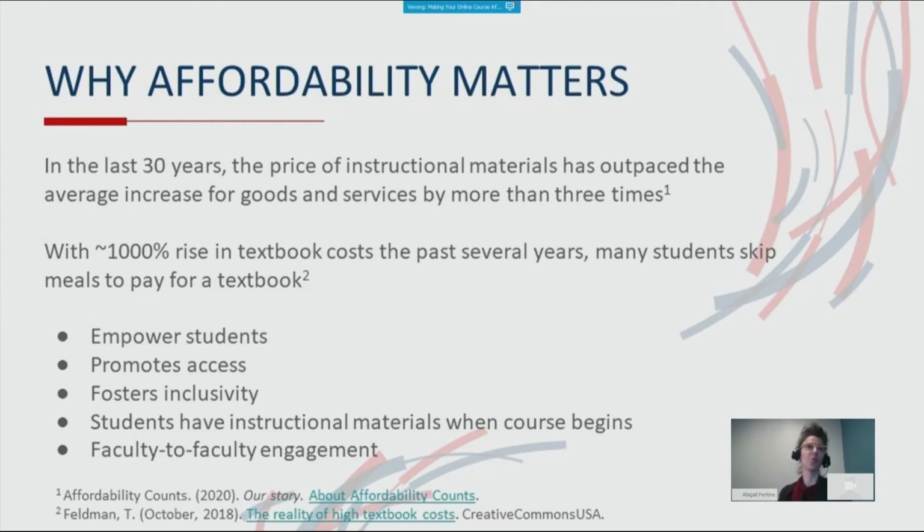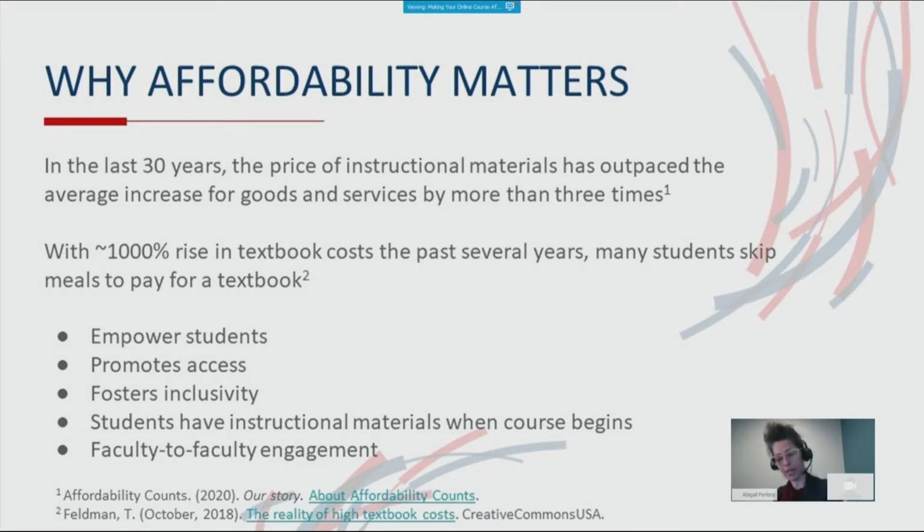The context. Why does this matter? In the last 30 years, the price of college instructional materials has outpaced the average increase for goods and services by more than 3 times. That's 3 times the rate of inflation. Textbook cost has increased more than 3 times the inflation rate.